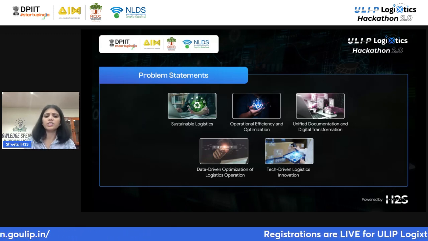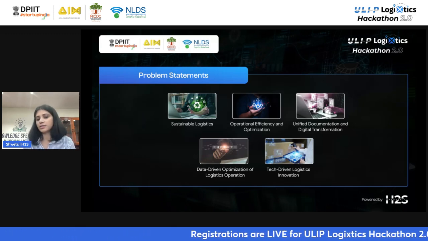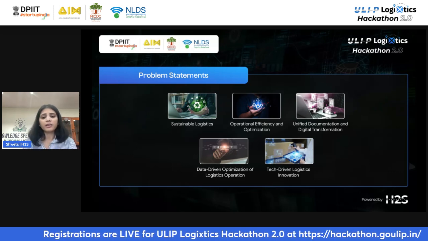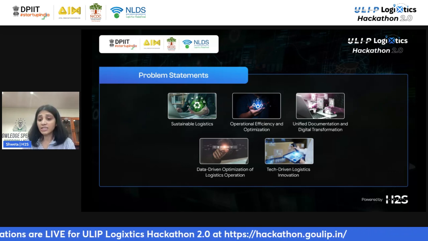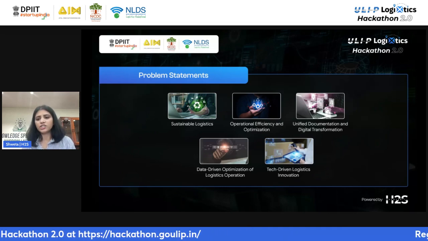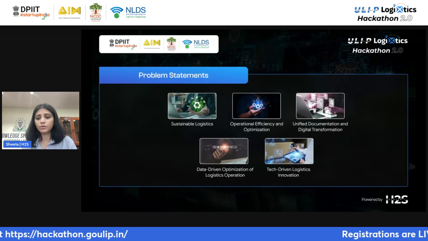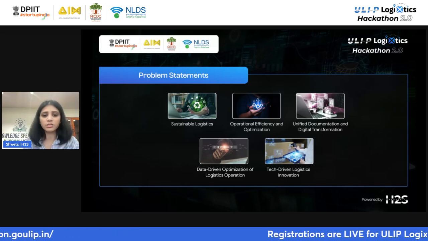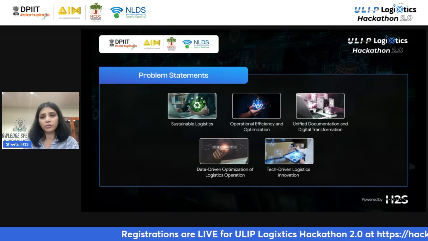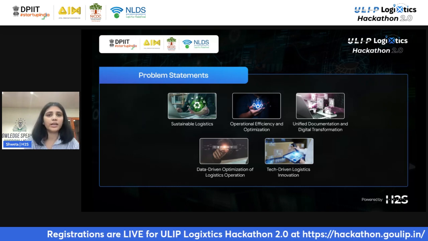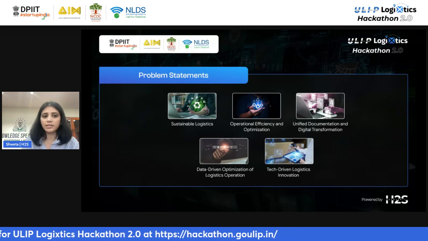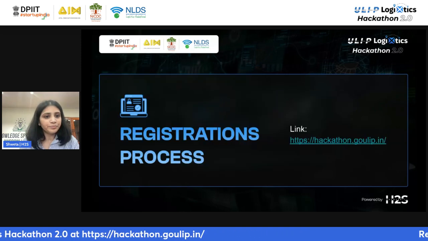That is how you can leverage any of the cutting edge technology that exists out there, maybe AI, ML, blockchain or IoT, and can revolutionize the logistics industry, mainly around cost and improving efficiency and enhancing sustainability. So if you think about it, the fifth problem statement, tech driven logistics innovation, is more or less an open innovation thing where you can take the help of any cutting edge technology and solve any of the pressing challenges that this industry faces.